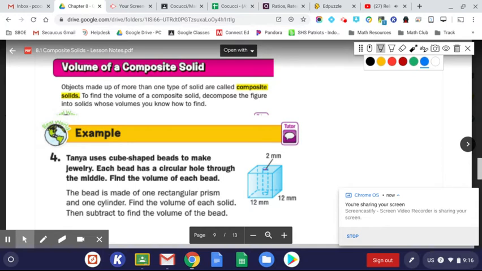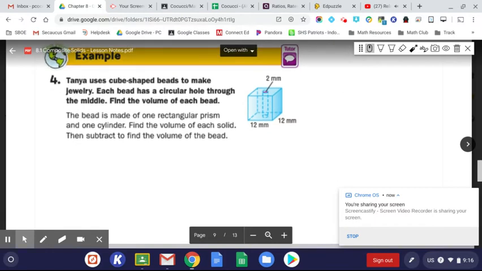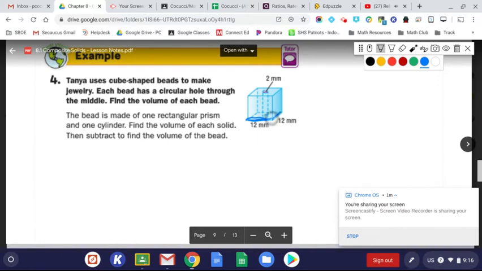It says Tanya uses cube-shaped beads to make jewelry. Each bead has a circular hole through the middle. Find the volume of each bead. First and foremost, the bead is made of a rectangular prism, which is pretty much a rectangle that's three-dimensional, right? So you have a length here, you have a width, and then in this case, the height is going to be 12.